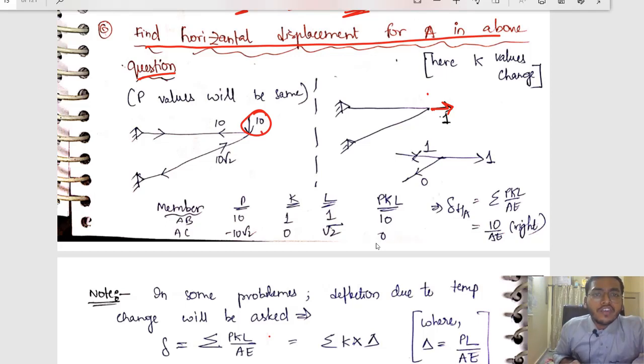See, we have already solved for P values. P values will remain the same. Nothing is going to change. For 10 kilonewton, you have to find the P values P1 and P2. Done. Now let us find K1 and K2 values.